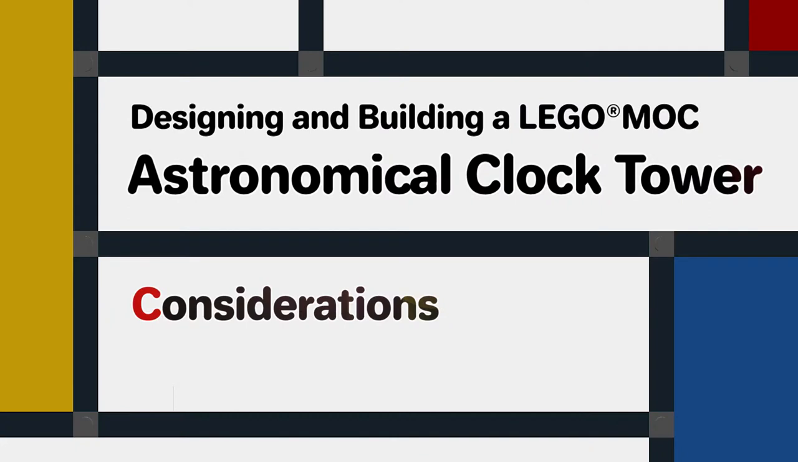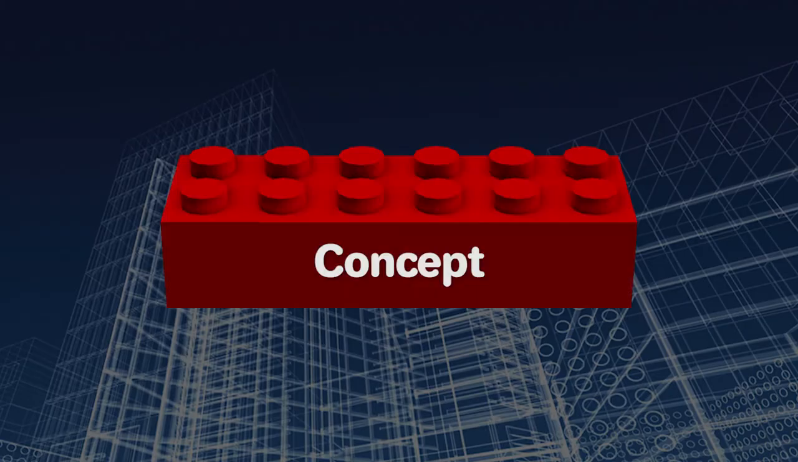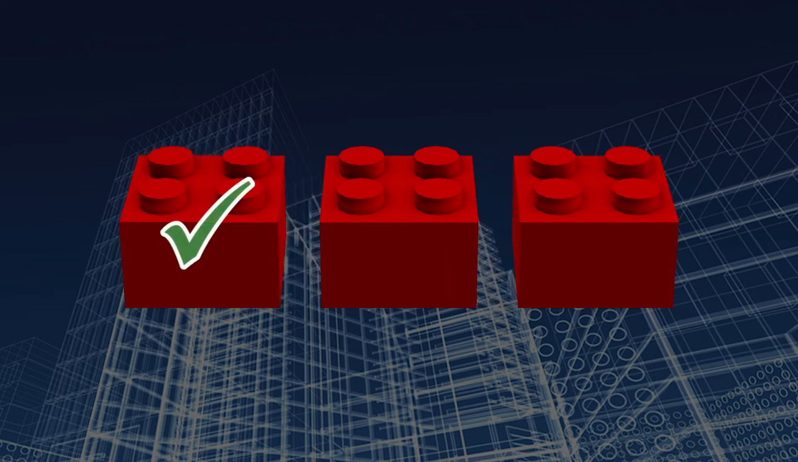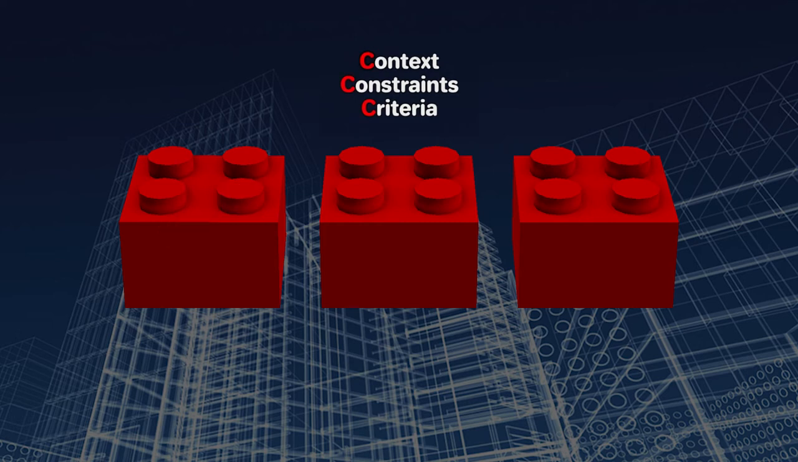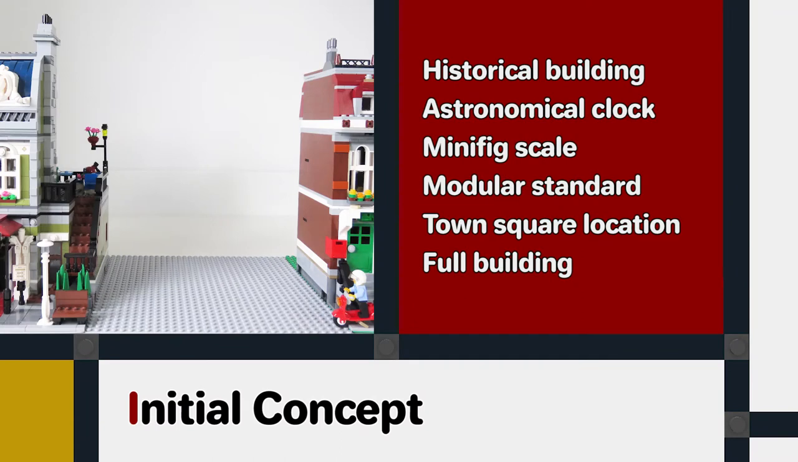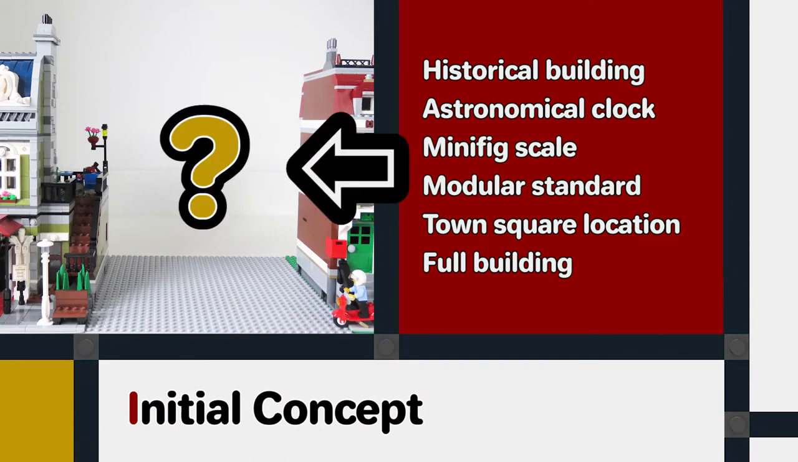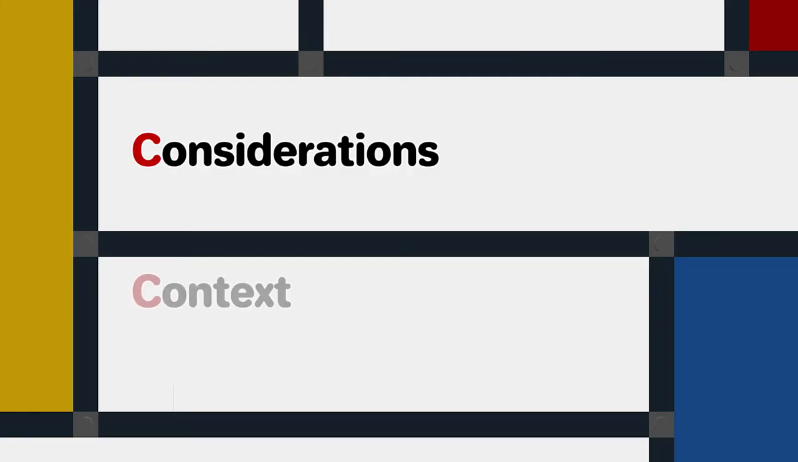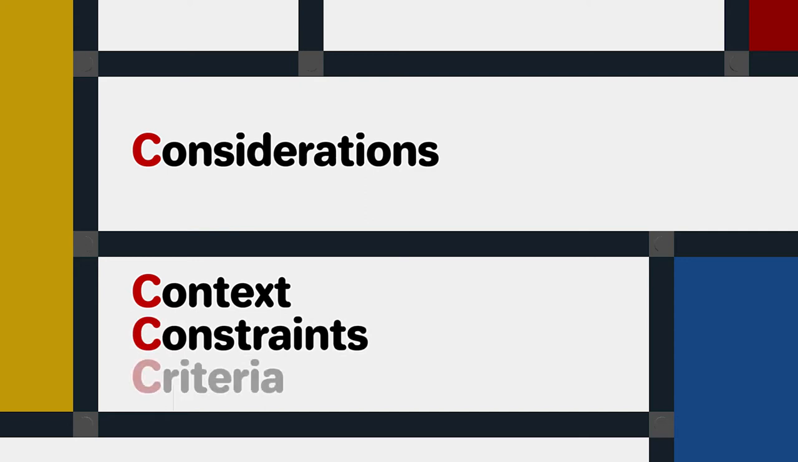So now I will take the initial inspiration and work on it a bit more. I need to give consideration to the context, constraints, and criteria to determine requirements and develop the concept for the model. That's why I call this the C phase of my design process. So I'm going to take the initial idea for this model, which I developed in part one of this series, and firm it up a bit more into a defined concept. So now we'll look a bit more at context, constraints, and criteria.